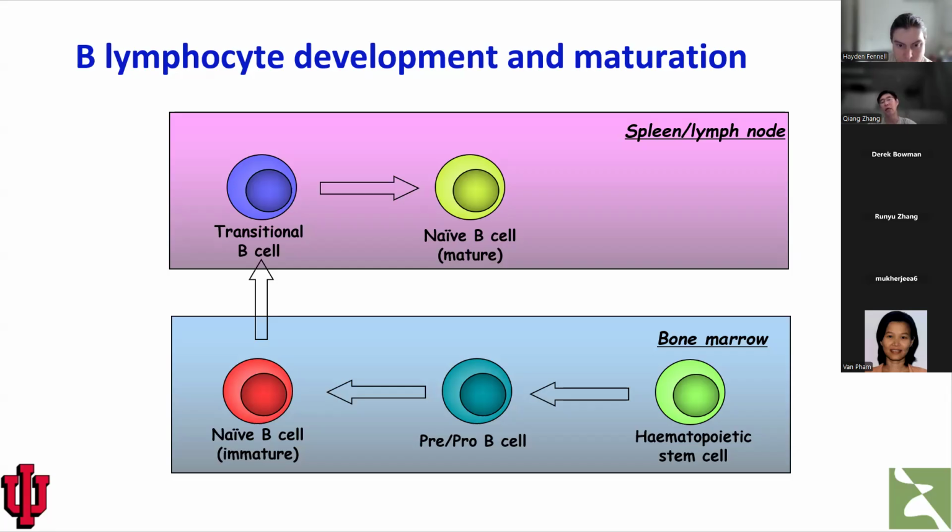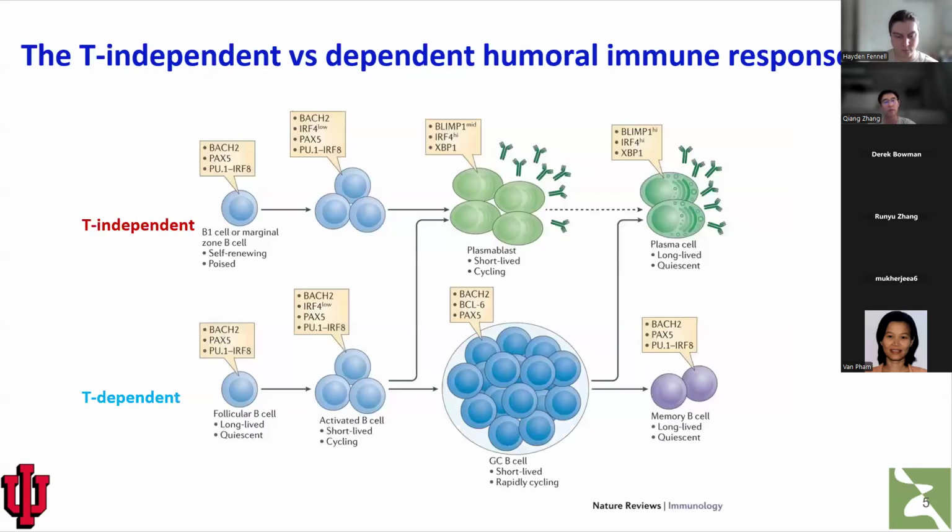So when the body encounters antigens, these antigens are able to stimulate the naive B cells and stimulate them to become plasma cells. So the plasma cells are the terminally differentiated state of B cells, and those are the cell types that secrete the antibodies, either IgM or IgG or other types of antibodies.